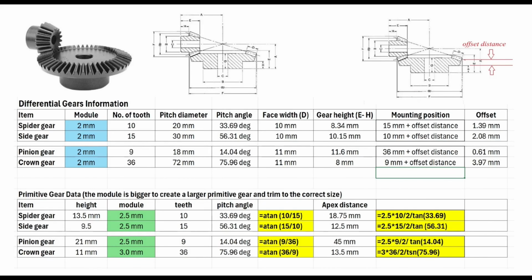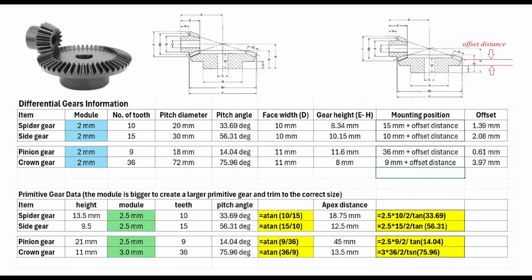This is the information of gears for the differential gear set. Module is 2 mm, with number of teeth, pitch diameter, pitch angle, gear face width and gear height. The offset distance is from the pitch circle to the base of the gear where the LCS is created. I will check the offset distance when I trim the gear.